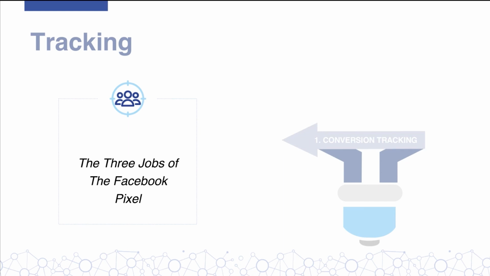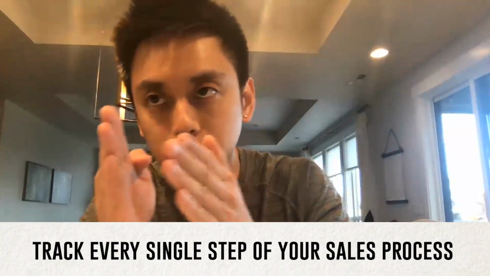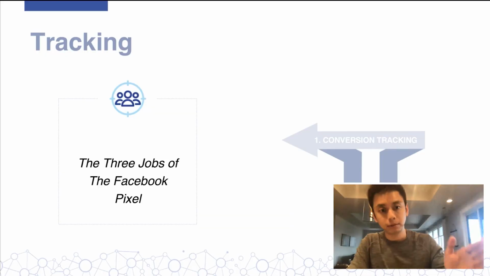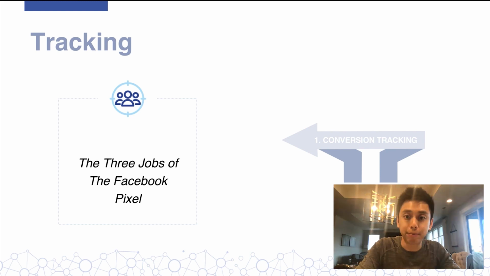Okay, the first one is to track conversions. You see, when your pixel is installed, you want to track how much you are paying for a conversion. Now, what is a conversion? A conversion could be somebody that buys your initial item for your free plus shipping offer. How much are you paying for somebody registering for the webinar? How much are you paying for somebody booking an appointment? You want to track every single step of your sales process. And to do that, you need to have your pixel installed, which you would have by now.